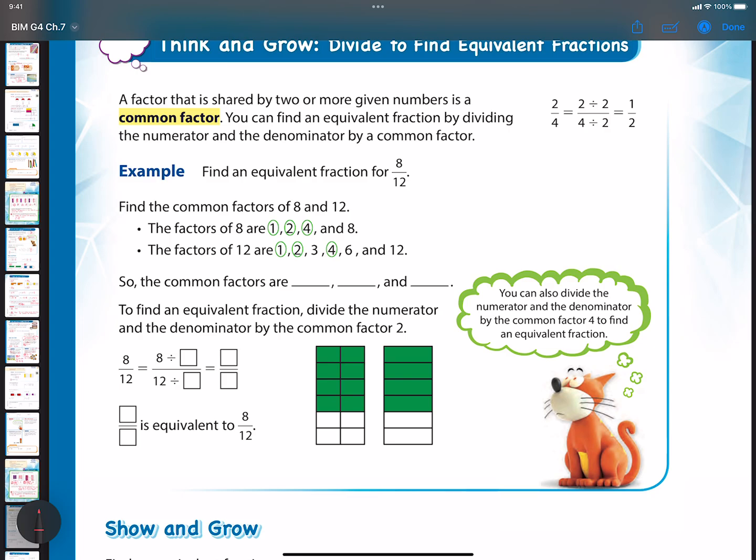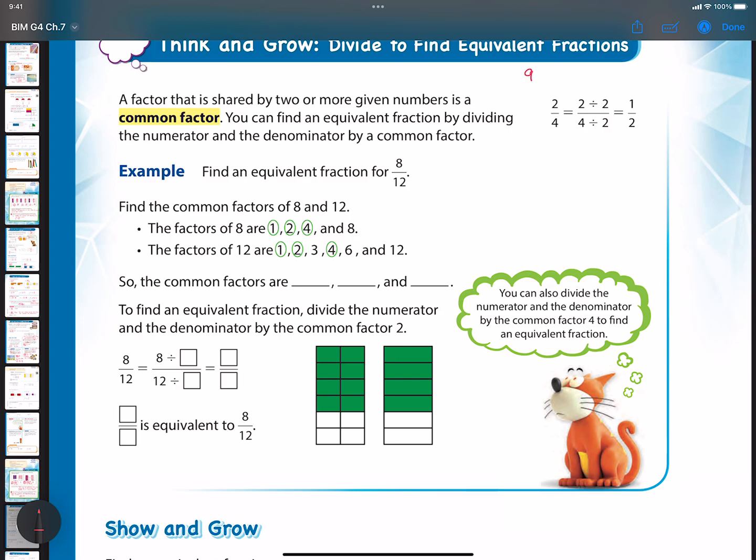When we did factoring and found the factors, if the numbers have the same factors, for example 1 and 2 or 3 or even 4 or even 5, those are what? Common factors. You can find an equivalent fraction by dividing the numerator and the denominator by a common factor. Because if we are not using a common factor, then you cannot divide the numerator or denominator. We are going to practice that one later.